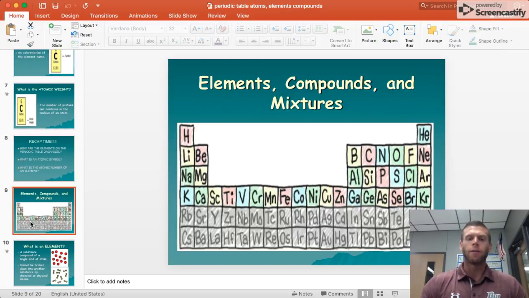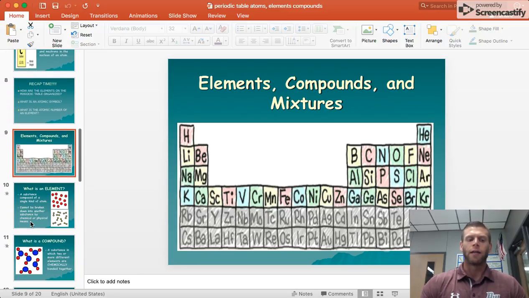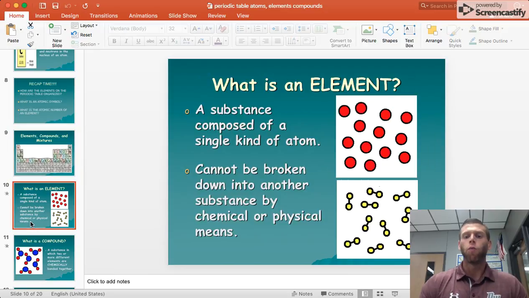All right, so elements, compounds, and mixtures. We will not talk too much about mixtures. I think you've had it in previous grades. If not, I'll show you what they look like with some pictures down below. So what is an element? We know they're on a table somewhere, but what are they? It's a substance composed, which means made of, a single kind of atom, only one type of atom.